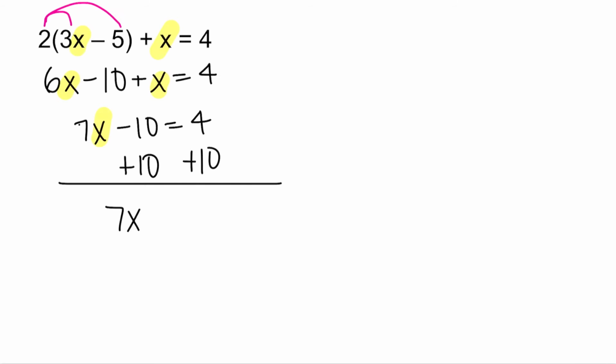Bringing down 7x, negative 10 plus 10 is going to just give me 0. 10 plus 4 is 14. Since x is being multiplied by 7, using inverse operations, I'm going to divide by 7. 7x divided by 7 will just give me 1x, or x, equals 14 divided by 7 is 2.